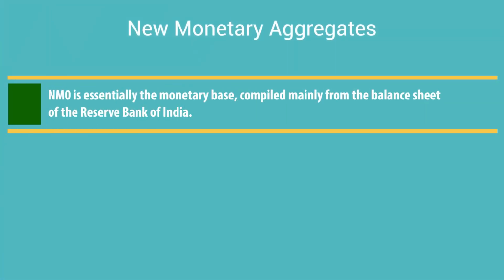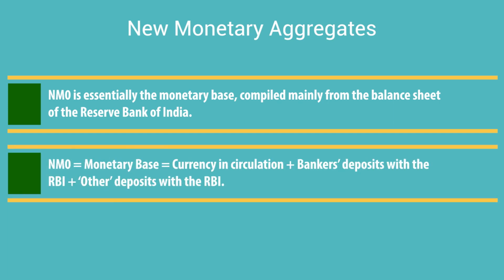We have the first measure as NM0, the new monetary aggregate 0. This is essentially the monetary base, which is compiled mainly from the balance sheet of the RBI. Now, NM0 is what? It is nothing but the monetary base, which is again nothing but the currency in circulation plus the bankers' deposits with the RBI plus other deposits with the RBI.